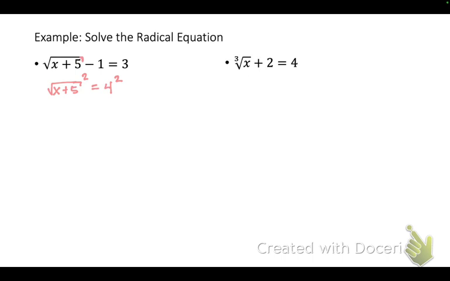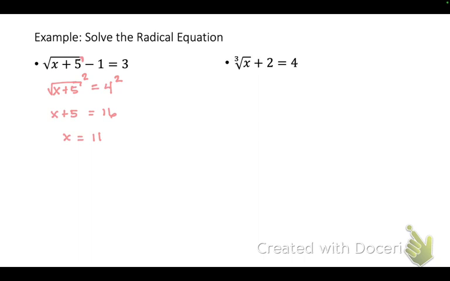If I cube a cube root, I get what's in the radicand, what's inside. All I have to do is the inverse operation of what I'm given. That's it. So I now have x plus 5 equals 16. And subtract 5, x equals 11. So x equals 11.